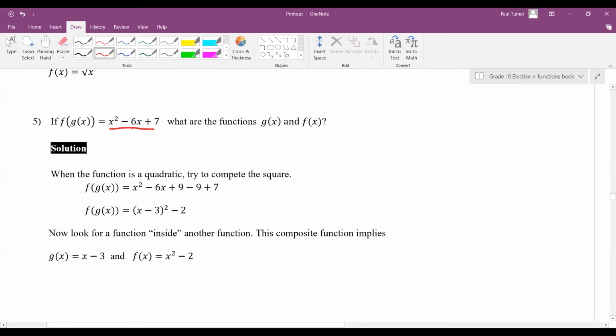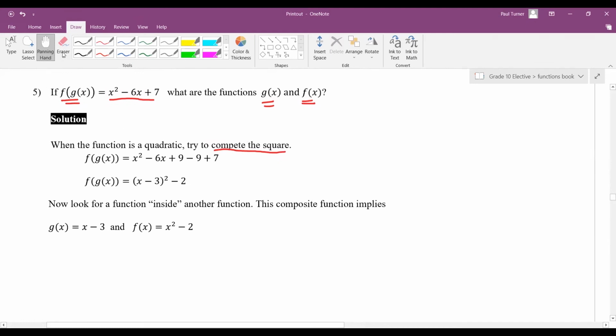Now you've got a quadratic. We're given a composite, which is x squared minus 6x plus 7. And I want to find my two functions, my original functions that gave me this composite. Now what you should do here is complete the square, which we're going to do more in core a bit later.